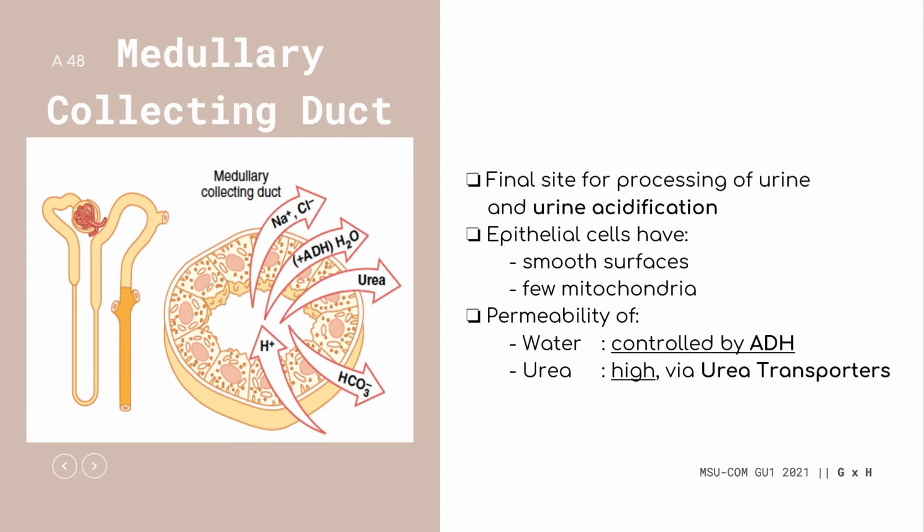Lastly, we're now here at the medullary collecting duct, which is the final site of urine processing and therefore urine acidification, which plays a key role in acid-base balance regulation. Epithelial cells in this area have smooth surfaces and few mitochondria, therefore low metabolic activity. Therefore, not much active transport occurs here. Rather, it is permeable to urea via urea transporters, therefore facilitating diffusion of the said compound. And water, on the other hand, has activity that is controlled by antidiuretic hormone.